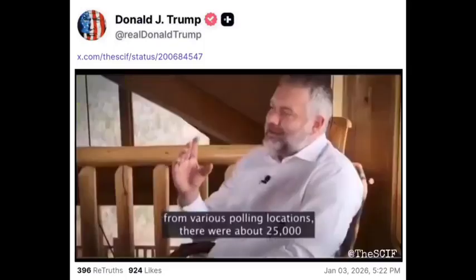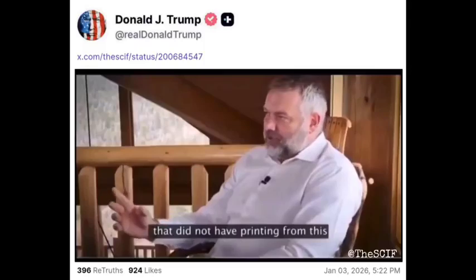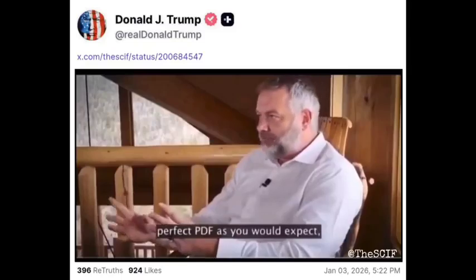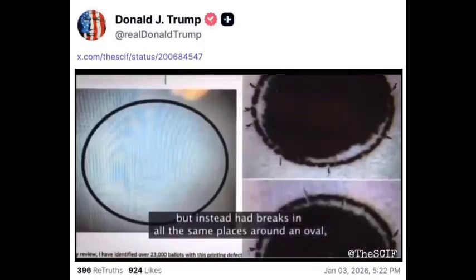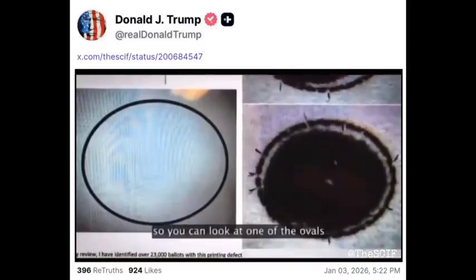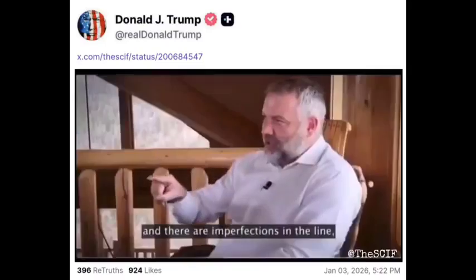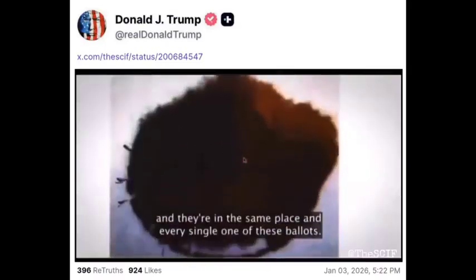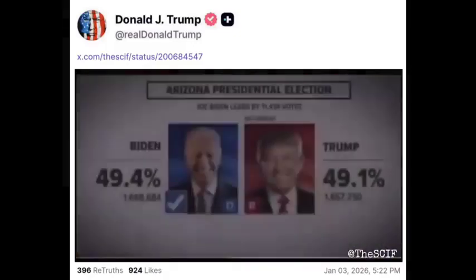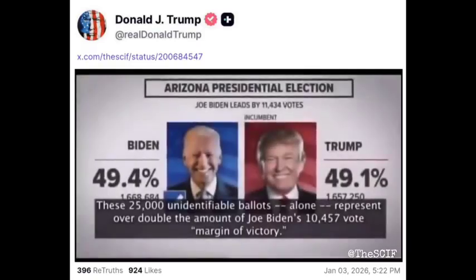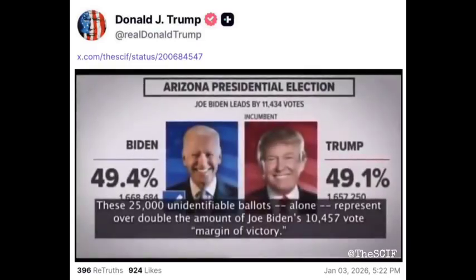When I examined some of the early voting ballots and election day ballots from various polling locations, there were about 25,000 that did not have printing from this perfect PDF, as you would expect, but instead had breaks in all the same places around an oval. So you can look at one of the ovals and there are imperfections in the line, and they're in the same place on every single one of these ballots. These 25,000 unidentifiable ballots alone represent over double the amount of Joe Biden's 10,457 vote mark.